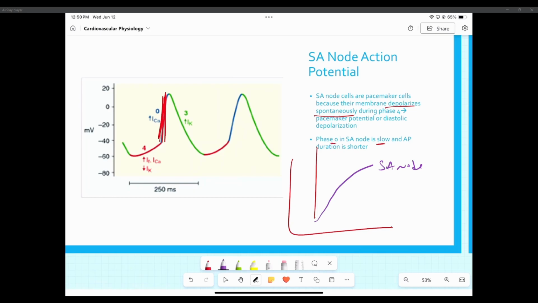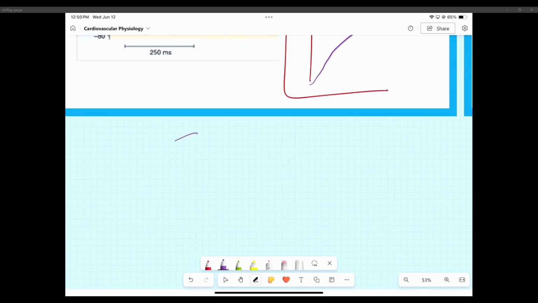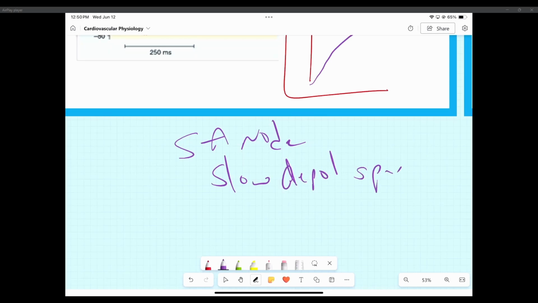So the SA node has a slow depolarization speed, but a faster rate of depolarization. And I'll have a graph to show you that, what I mean in a second. The rate of depolarization is how many times a minute is it going to depolarize. The speed of the depolarization is how fast does it go, that all or none principle.